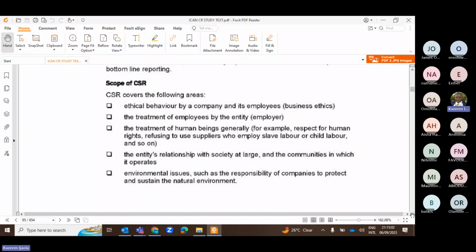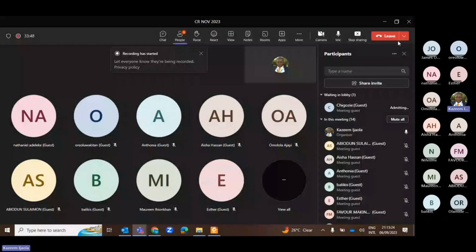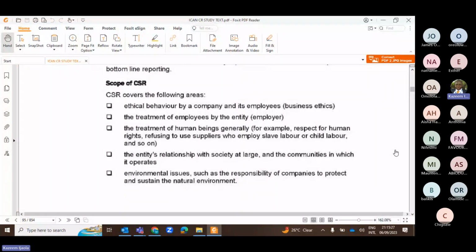Treatment of human beings generally, for example, respect for women, right? Refusing to use suppliers who employ slave trade. So if you have respect for human beings too, and any supplier is violating any law of the land, you blacklist those suppliers. Those are indirect ways of doing CSR, other than giving out direct cash. Okay. Then it also involves the relationship that you have with society at large.